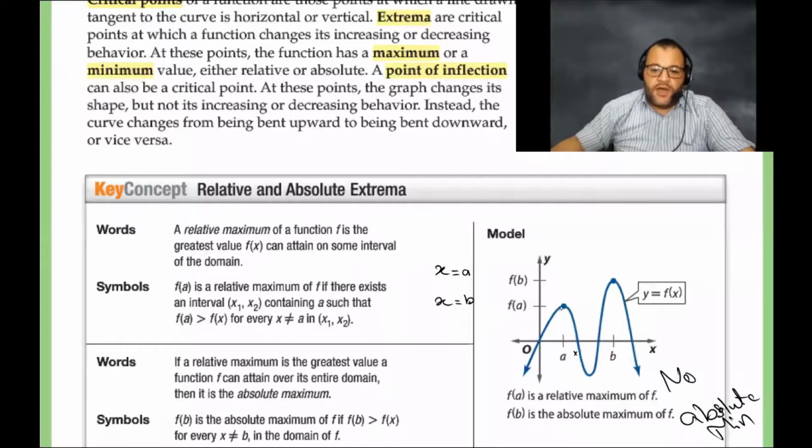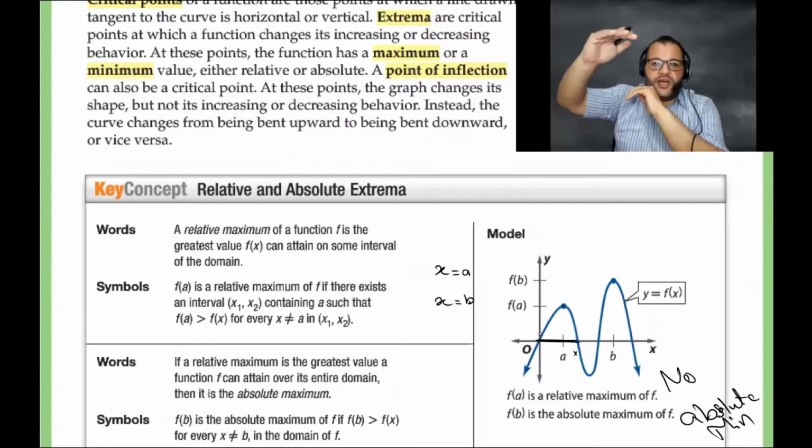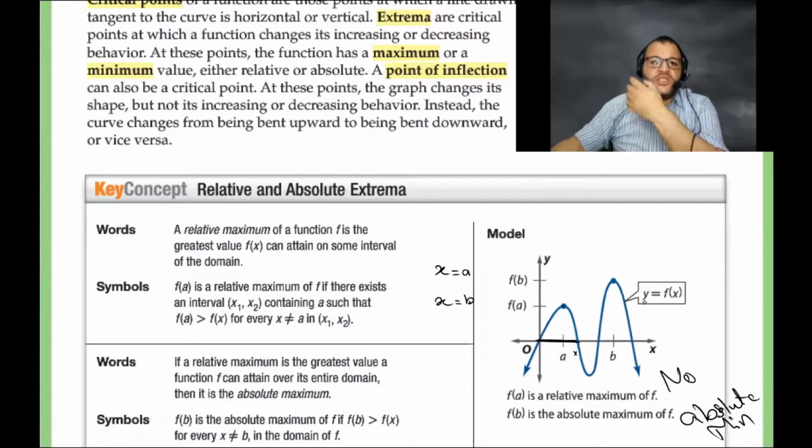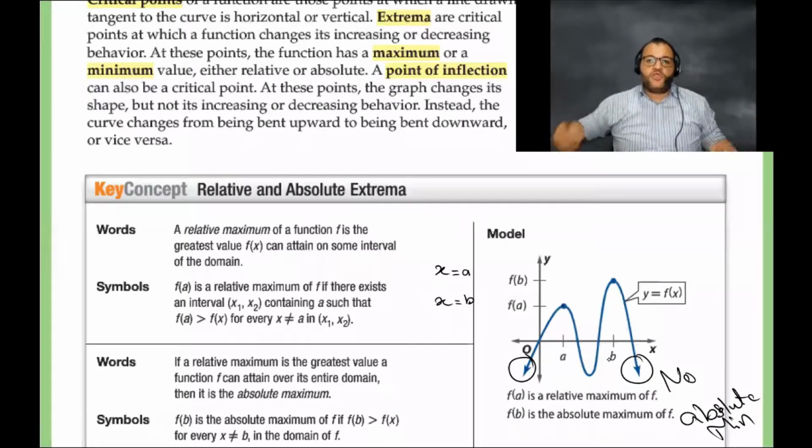So if this point is the highest only for a small part of the graph, it's called relative. If it is the highest point of the whole graph, it's called absolute. What is the difference between them? The two end behaviors of the graph are now going down. What is the meaning of going down? It means there is no minimum point for the graph, no absolute minimum. Because if you continue going down, the graph will decrease, and the value of the function is going to decrease.